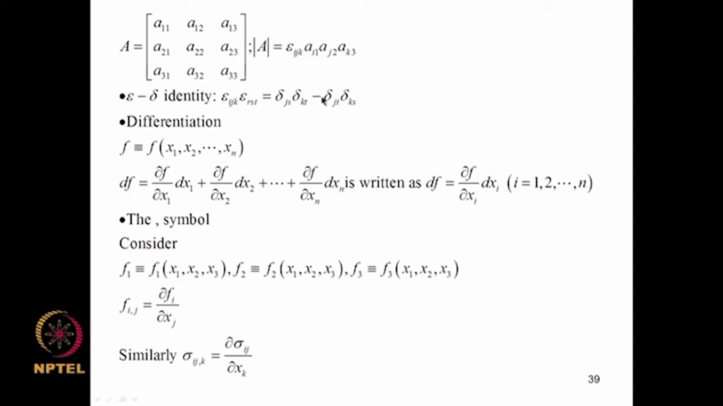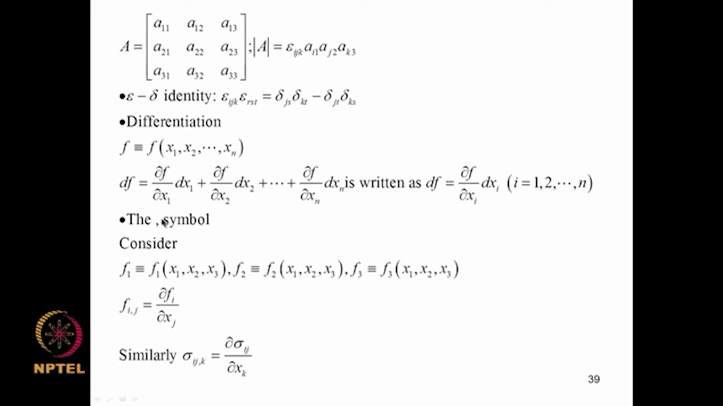Now, there is a symbol for differentiation. Suppose you consider a function which is f of x1, x2 up to xn, and df is what I am looking at, it is given by this. This is written compactly as df equal to dou f by dou xi into dxi. The index i repeats and it has to be summed over 1 to n.